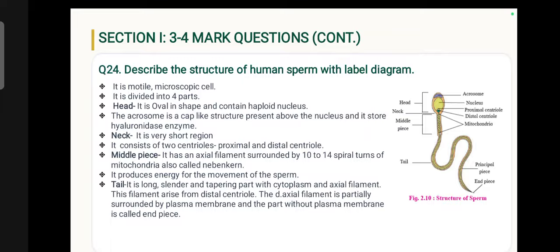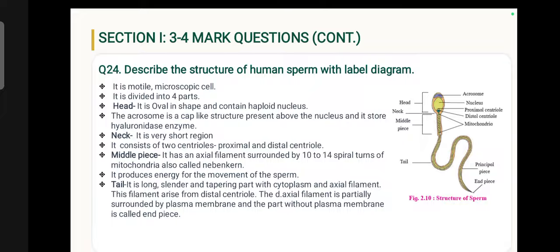Middle piece. It has an axial filament surrounded by 10 to 14 spiral turns of mitochondria called Nebenkern. A question comes on this: what is Nebenkern. So the spirally folded mitochondria in sperm is called Nebenkern. It produces energy for the movement of sperm.